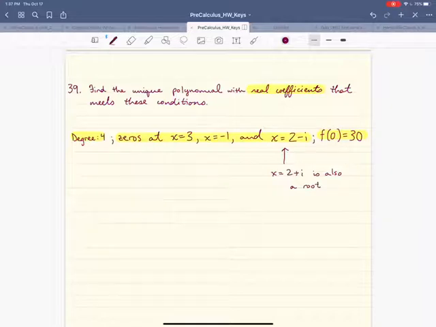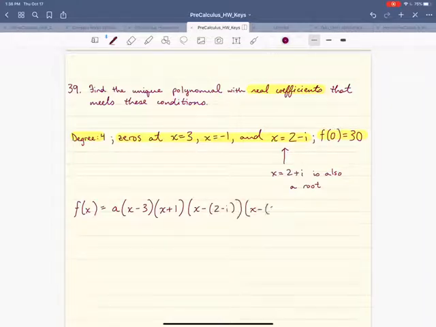And a corollary of the factor theorem tells us that given a list of roots, we can write out a linear factorization of the polynomial in the following way. We have a leading coefficient that is some value that we don't know. And then from x equals 3 being a root, we know that x minus 3 is a factor. Also, x plus 1 is a factor. Then x minus 2 minus i is a factor. And also x minus 2 plus i is a factor.